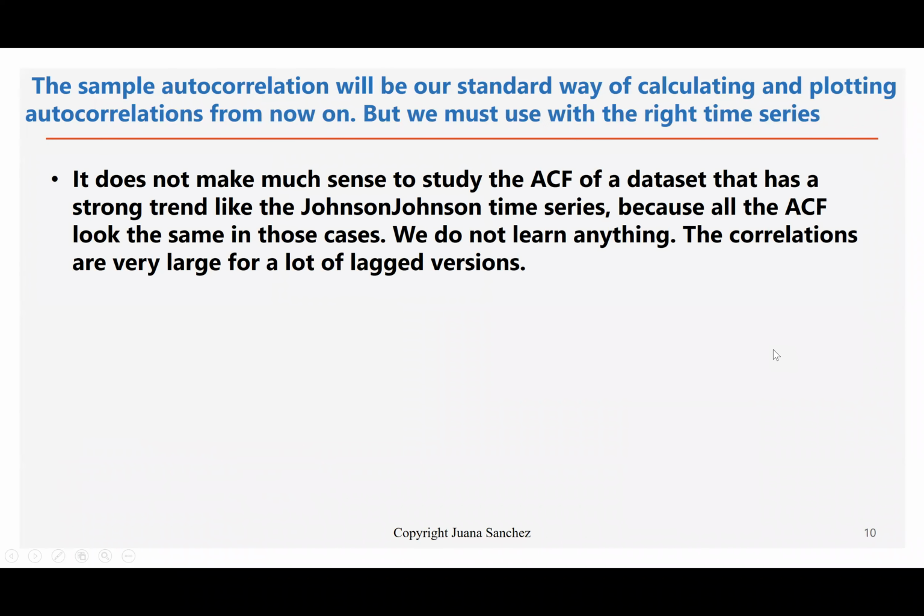All right. So now the question is, well, when do we do this operation of calculating correlations between YT and the columns representing the lag values of YT? Well, it does not make much sense to study the ACF of a data set that has a strong trend, like the Johnson. You saw that all the autocorrelations are really high. All the R sub Ks, R1, R2, R3 are super high because of the trend. So we don't learn anything new. We already see that the data are correlated because of the trend.